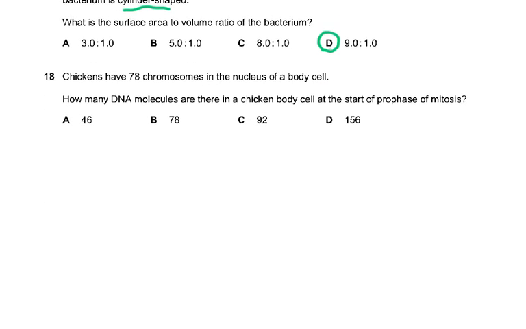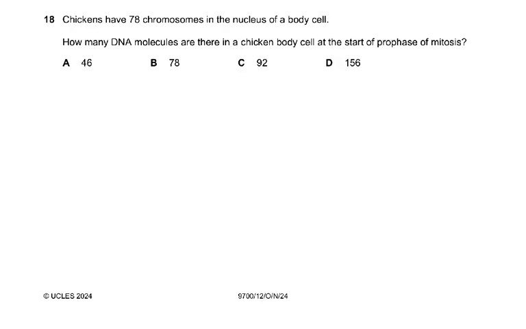Next, question number 18. Chickens have 78 chromosomes in the nucleus of a body cell. How many DNA molecules are there in a chicken body cell at the start of prophase of mitosis? So what should have happened? You see, S phase of interphase must have occurred. So it would have doubled. So that is why the answer is D, because one DNA molecule is this.